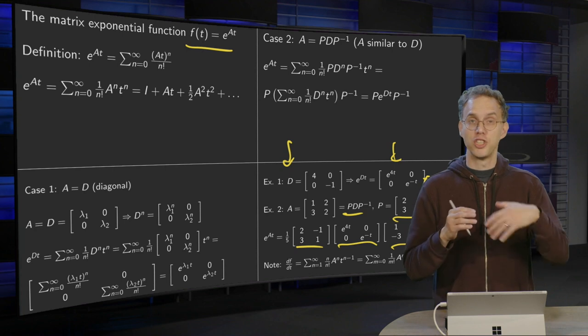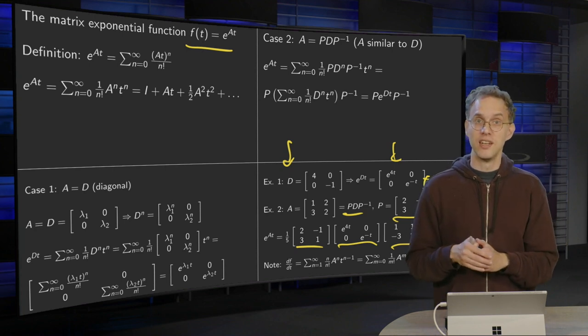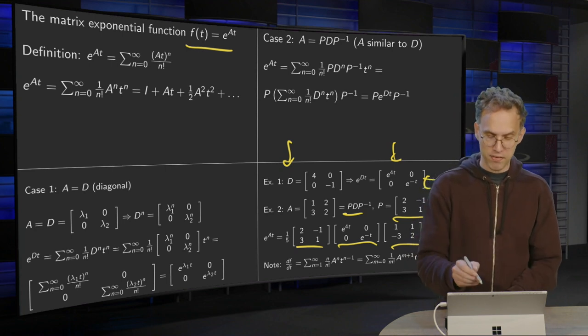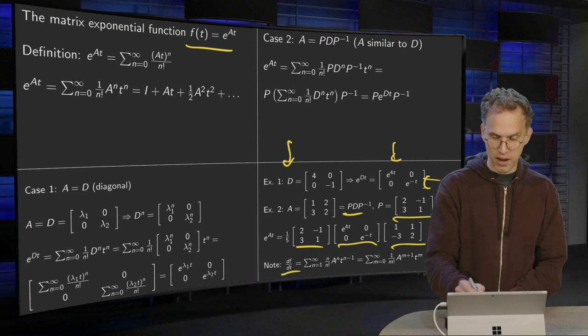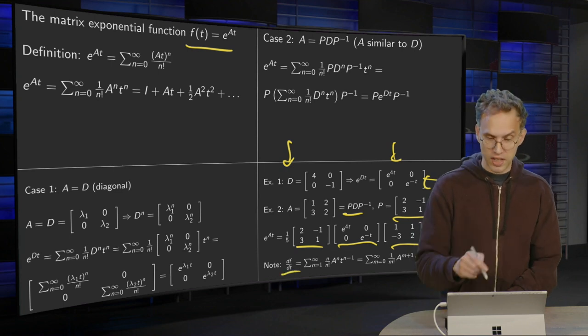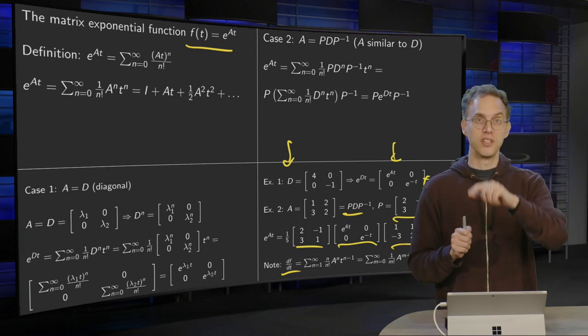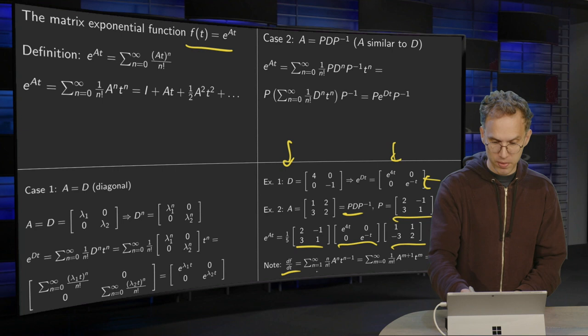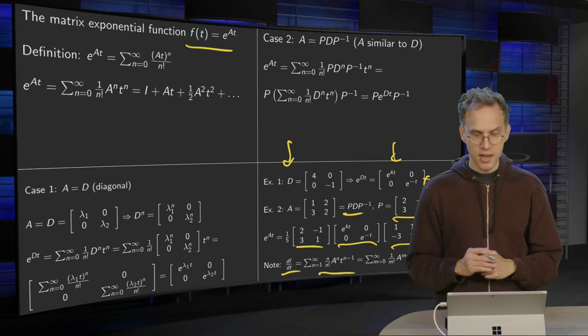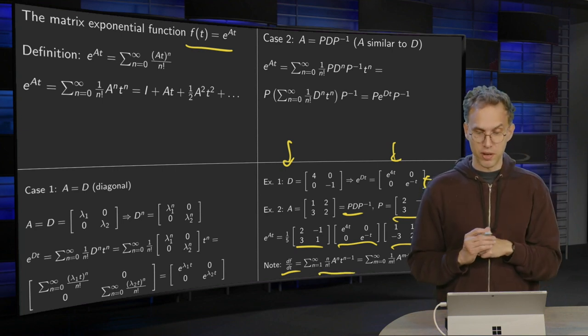And finally, some nice check with this f of t equals e to the power at. Let us check whether f prime is indeed, as we want, A times f. If we compute f prime, we can take in the d/dt. So we have to differentiate t to the power n, which gives n times t to the power n minus 1. That's over here.